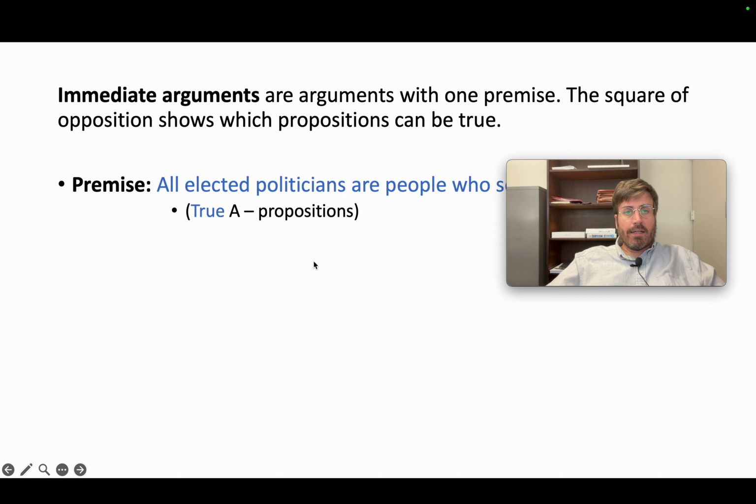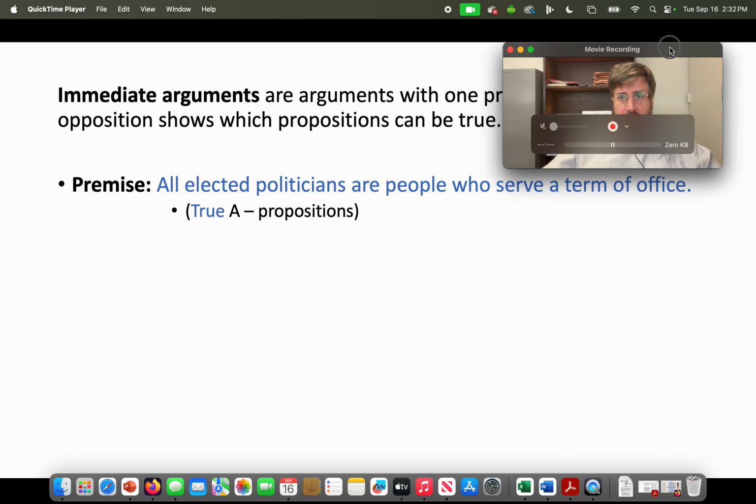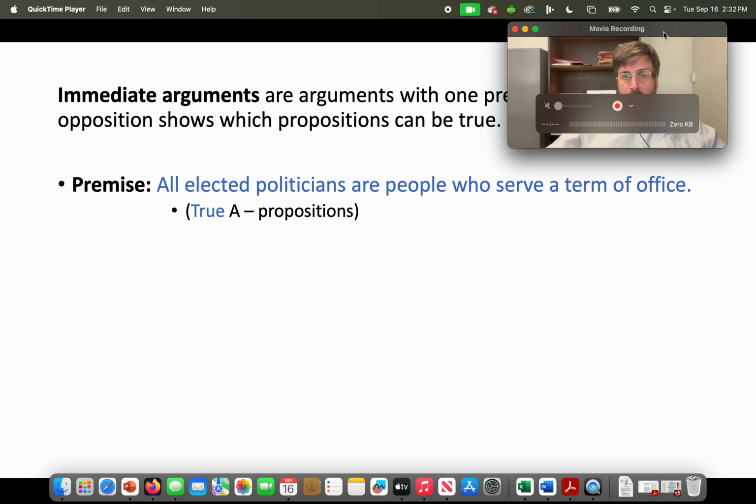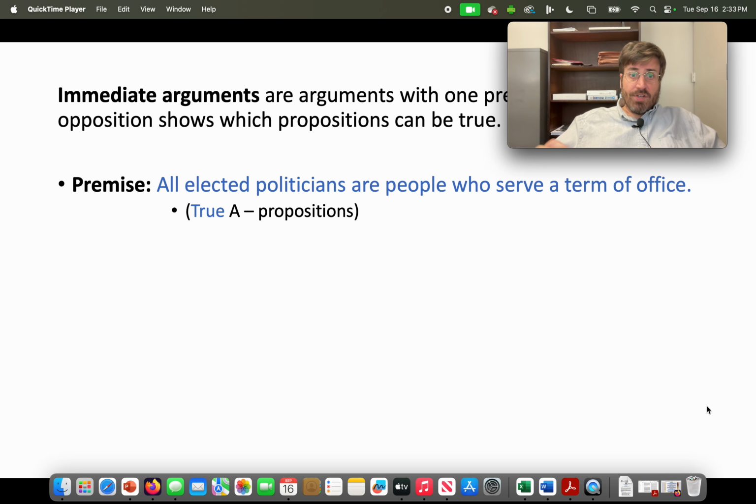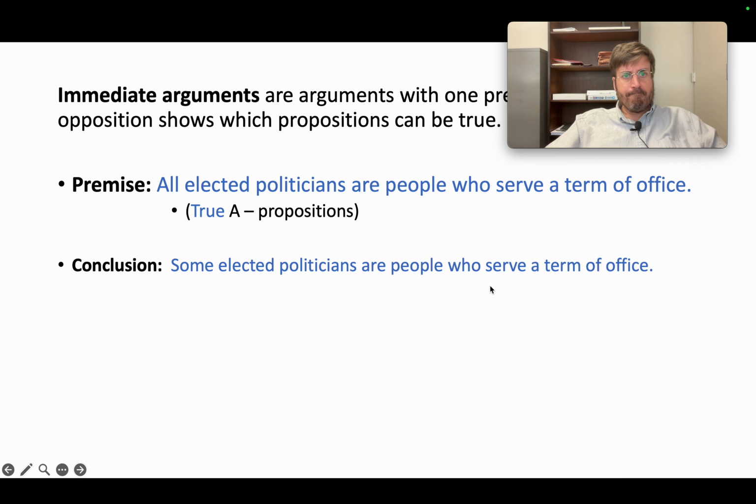So if we begin, for example, with a premise like this, have a look with me. All elected politicians are people who serve a term in office. This is a true A proposition. We're just going to be given the value of true, and we have to decode a little bit again what category of proposition this is. All elected politicians are people who serve a term of office. This is a universal affirmative. Try to think about the relationships on the square that this will generate.